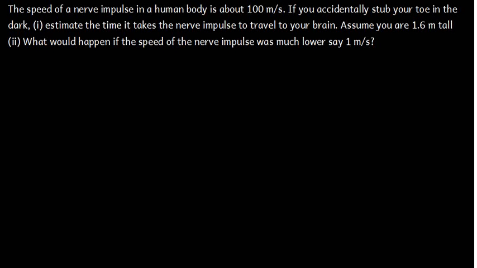So here is a question for you. The speed of a nerve impulse in a human body is about 100 meters per second. If you accidentally stab your toe in the dark, part 1, estimate the time it takes the nerve impulse to travel to your brain. Assume you are 1.6 meters tall. Part 2, what would happen if the speed of the nerve impulse was much lower, say 1 meter per second?